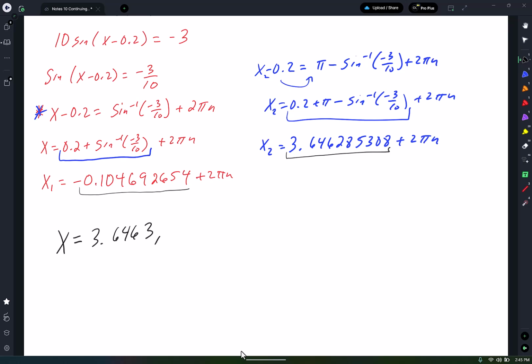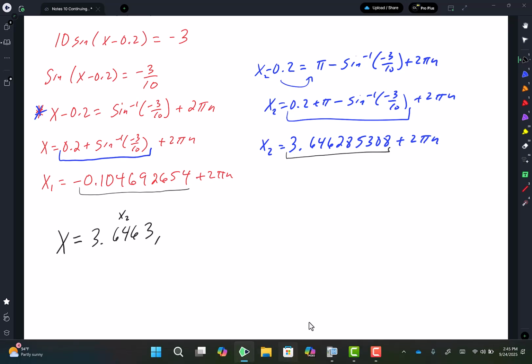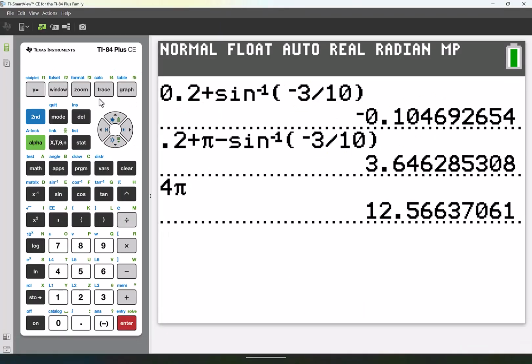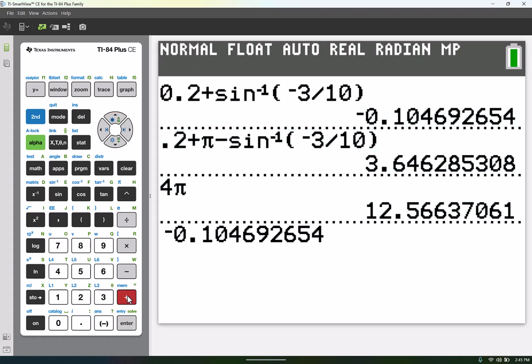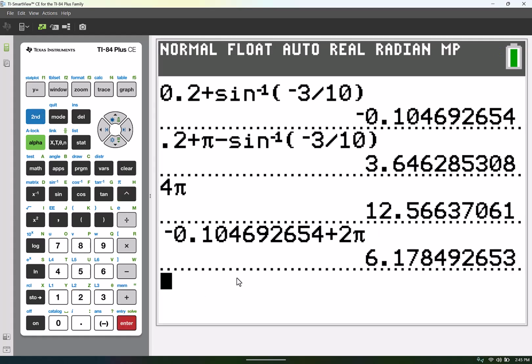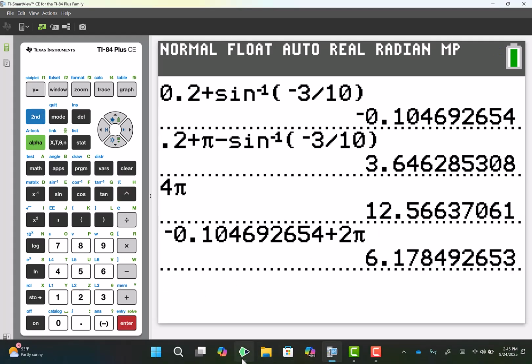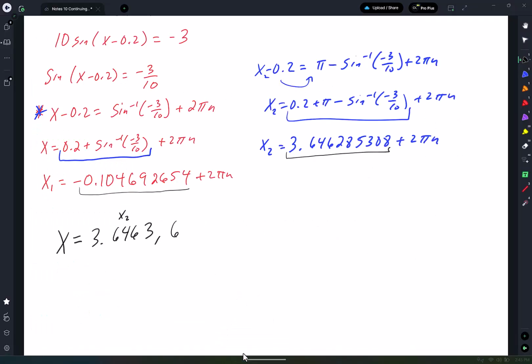Then my next one, this one came from x2. My next one's going to come from x1, adding what to that negative number? Adding 2 pi. So scroll up, you don't have to type it in from the beginning. Push enter. I'm going to go plus 2 pi. Enter. There it is, 6.17849. That one came from x1. Are we still okay?